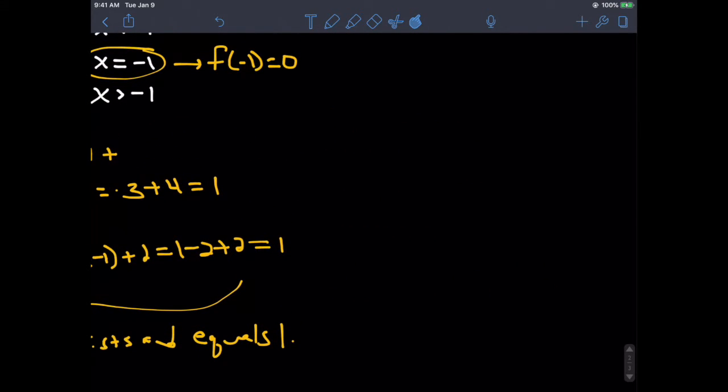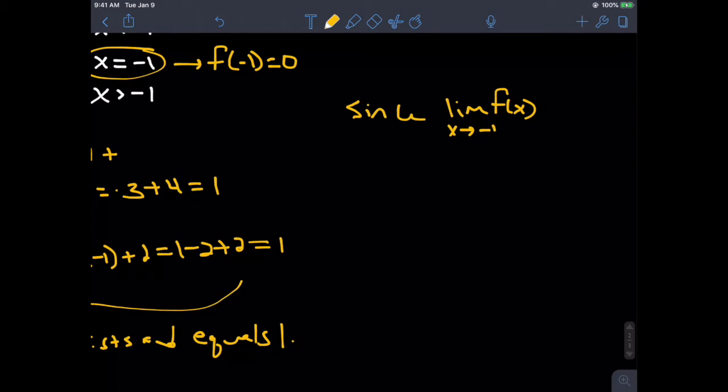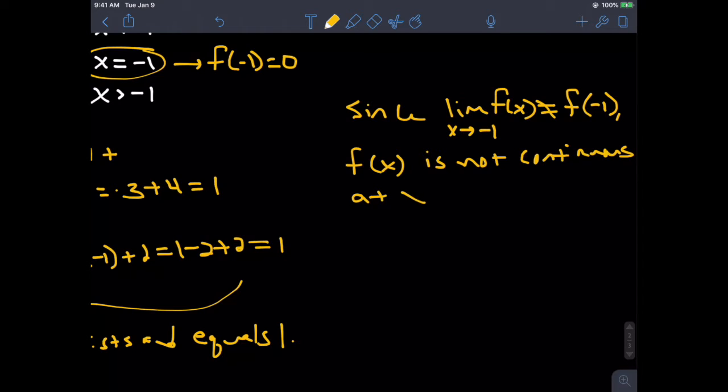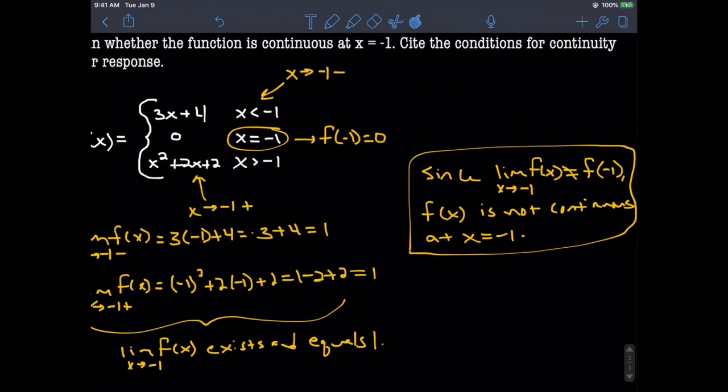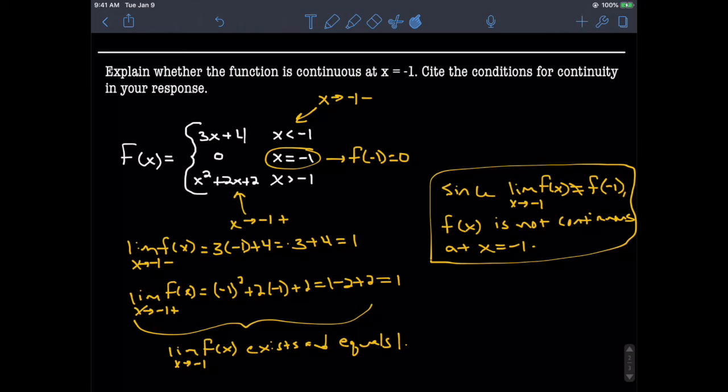Well, we just found out that the limit equals 1, but we also found earlier that the function itself is equal to 0 when x is negative 1. So we conclude that since the limit of f of x as x approaches negative 1 does not equal f of negative 1, the function f of x is not continuous. We have to be specific about where, so we're just going to say at x equals negative 1. Easy stuff, right? Now, just in case you're curious, remember this means that both of our first two conditions are met, but our third is not.